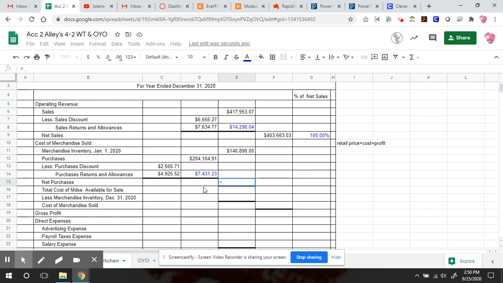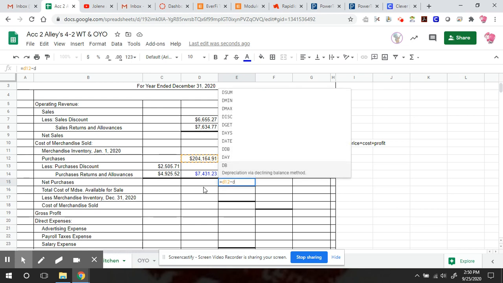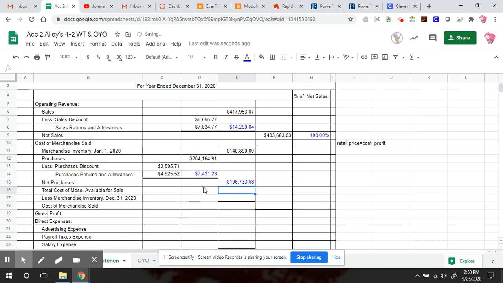So I'm going to let the computer work for me. I'm going to put an equal sign D12 minus D14. Okay, so the 204,164 minus the 7,431 gives us $196,733.68. That is our net purchases.